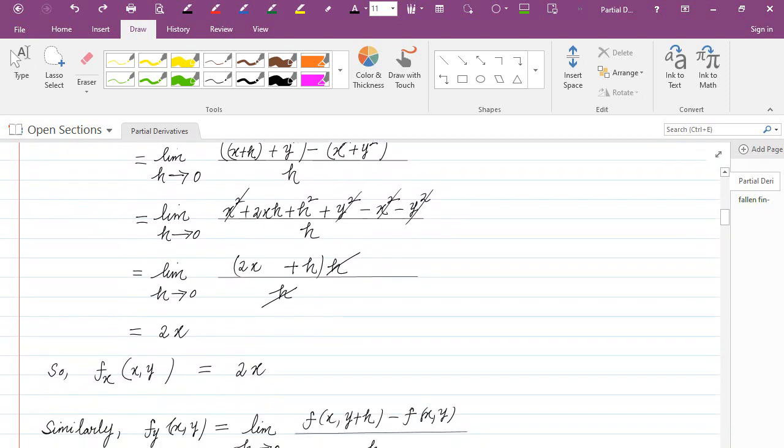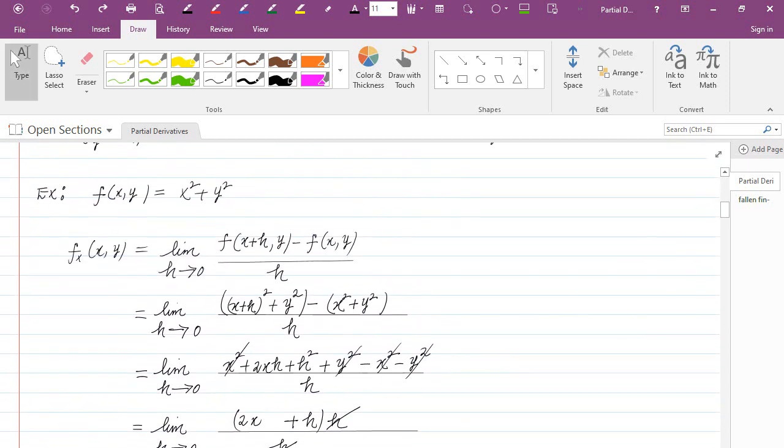Similarly, if I am taking the partial derivative of f with respect to y, then assume that x is a fixed constant, and then take the derivative with respect to y. So notice that if you think of this term as being fixed, then the derivative of this quantity with respect to y would be 2y.